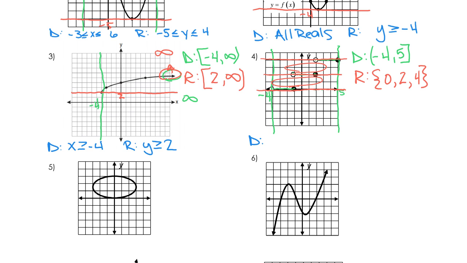Okay, so the way you would write the domain would be -4, 5, x values. And we're going to say less than for the -4, and we're going to say less than or equal to there for the 5. Okay. For the range, we would literally just copy down the same thing, 0, 2, and 4.